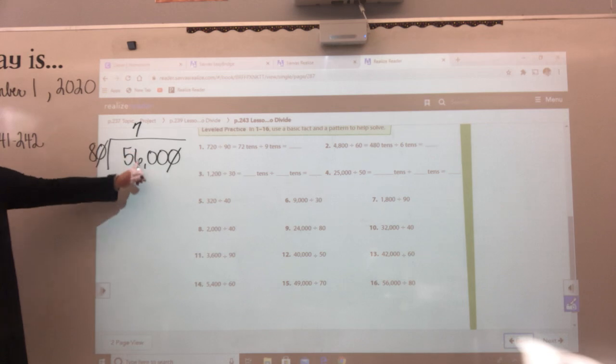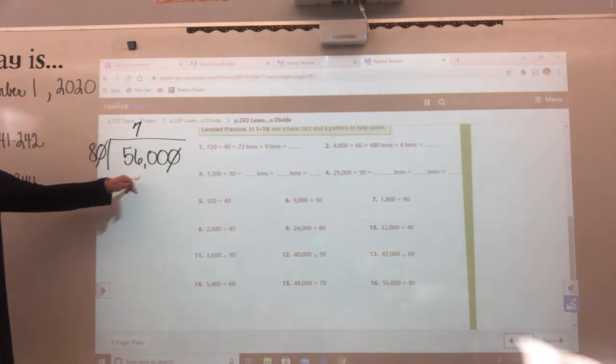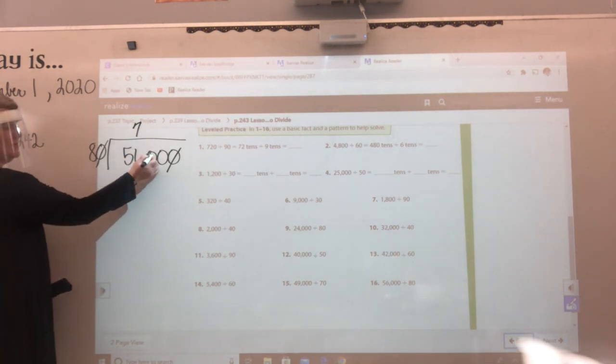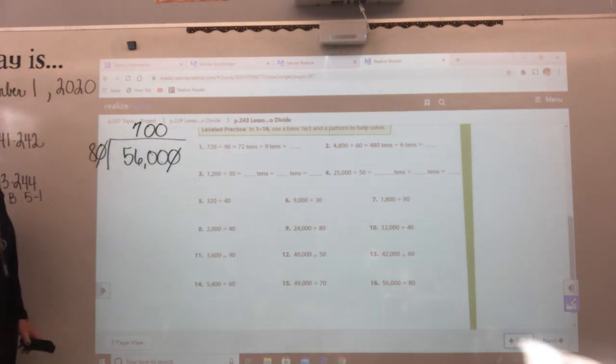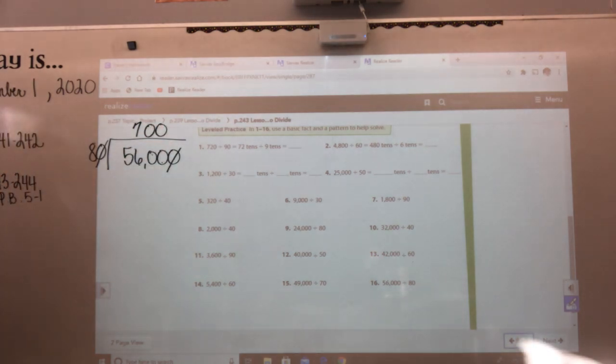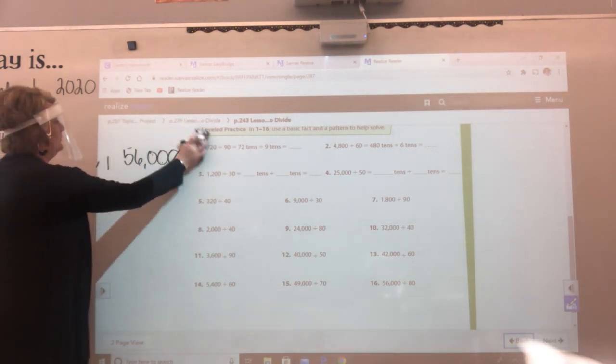And look where I put it. I put it on top of the 6, not on top of the 5. And now let's count zeros. I see 1 and then another 2 zeros left. So there's your answer, 700. Okay? I think you can do the front. Let's turn to the back now.